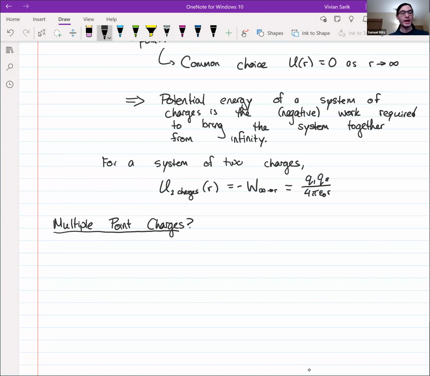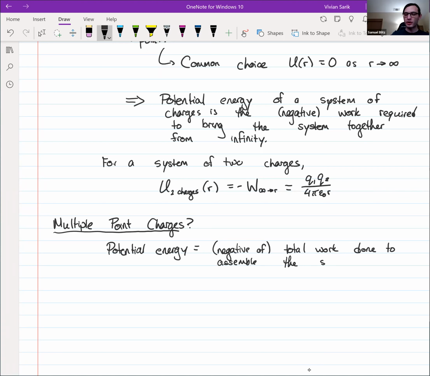Right. So what happens if you have multiple point charges? Just as a summary of what I just mentioned, the potential energy of a system is just the negative of the total work done that's required to assemble the system.